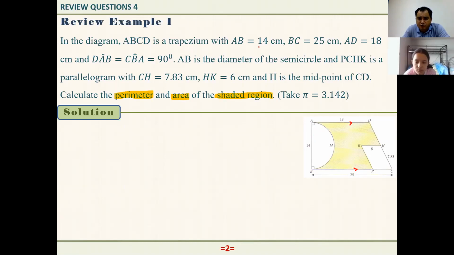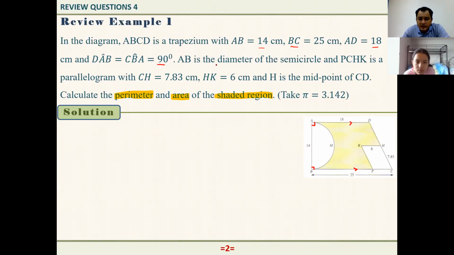Okay, AB is 14. Where is AB? AB is this. Okay, this 14, we got it. BC is 25. Where is BC? BC is here, right? The whole length is 25. Okay, we got it. And AD is 18. Where is AD? AD is here. Okay, that's 18. We got it. And angle DAB. Where is angle DAB? That is angle DAB. What angle is it? It is 90 degrees. And angle CBA. That's also 90 degrees, right? Oh, it's given here, 90 degrees.